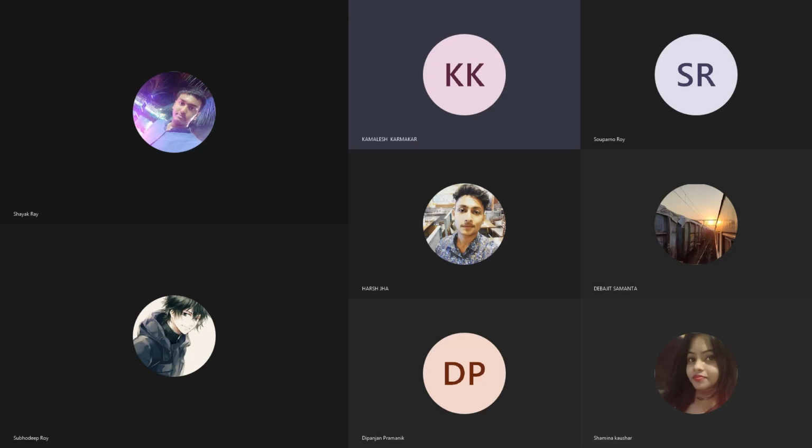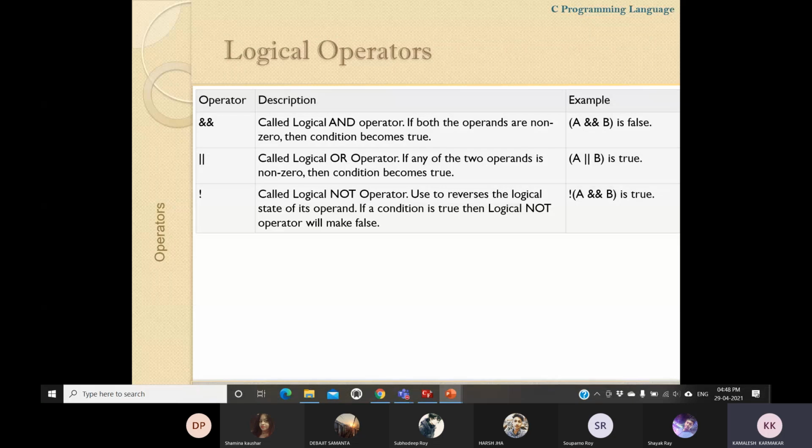So these are the different operators. Now we are coming to logical operators. So ampersand, ampersand. If I use two consecutive ampersands between two conditions, the first condition and the second condition, then if both of these conditions are true, it will be true. If any one of them or both of them are false, then the condition will be false.